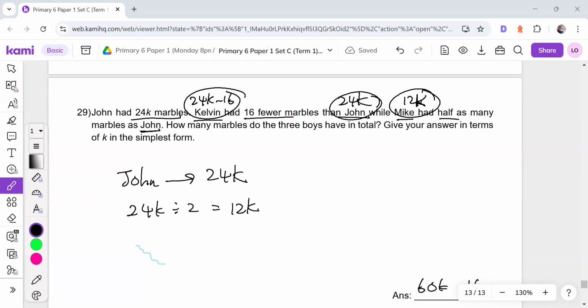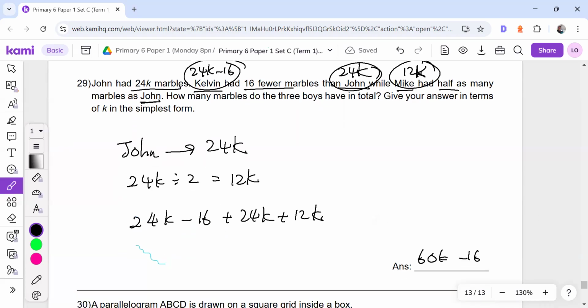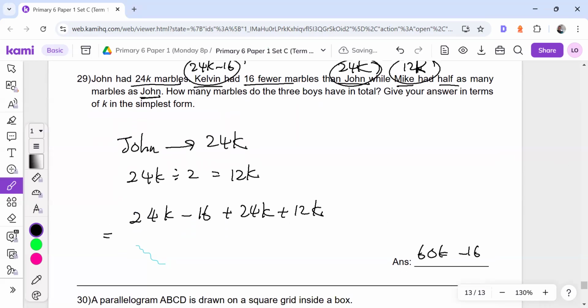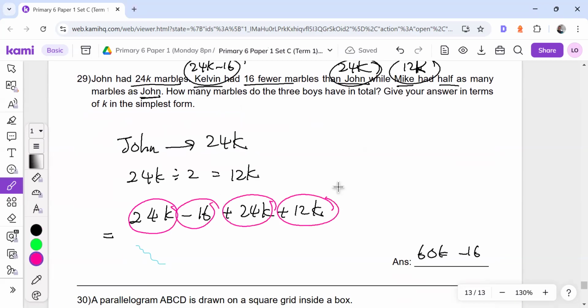Very simple. So you take 24K minus 16 plus 24K plus 12K. And if you don't know how to add them together, Mr. Long has taught you already. You circle and put the same groups together, like put the K's together.